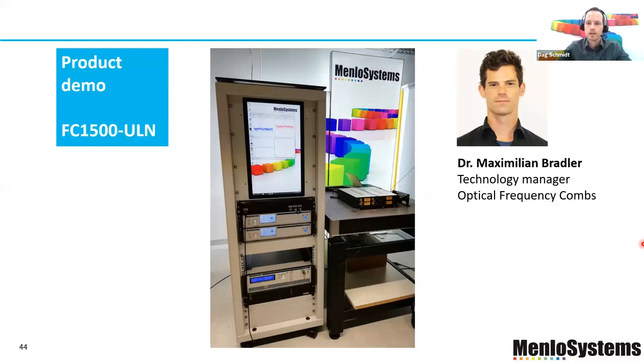And now my colleague, Maximilian Radler, will show you our FC1500 ULN, our scientific platform of the frequency comb. Our FC1500 Quantum is also based on this system type. He will show you how to lock to our RF reference and also how we can easily switch to an optical reference. He will also show you how to determine the mode number of a CW laser we are measuring without the need to use a wavemeter.